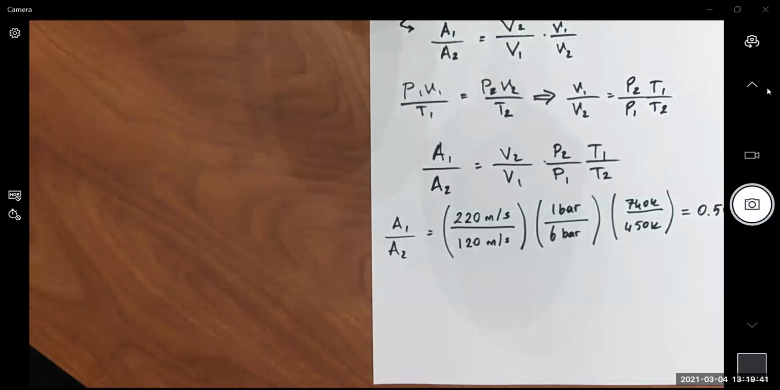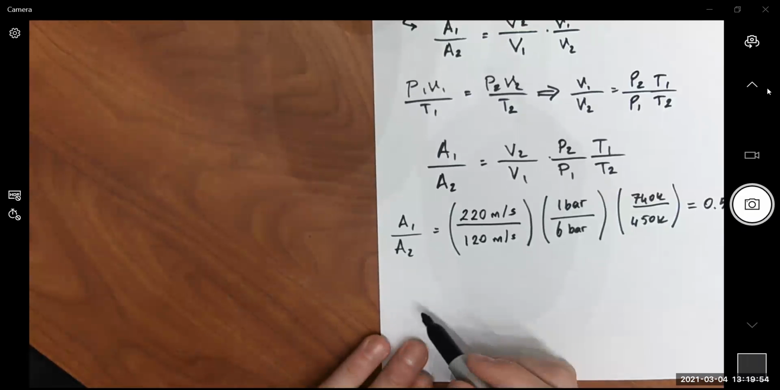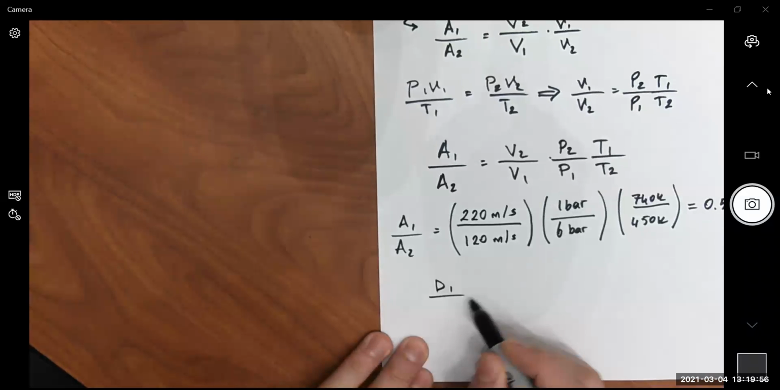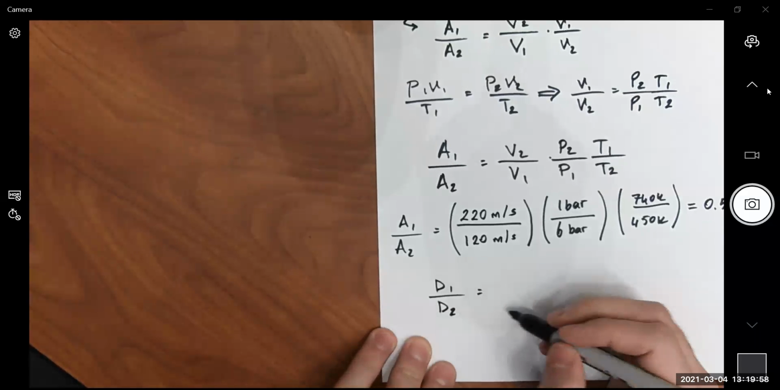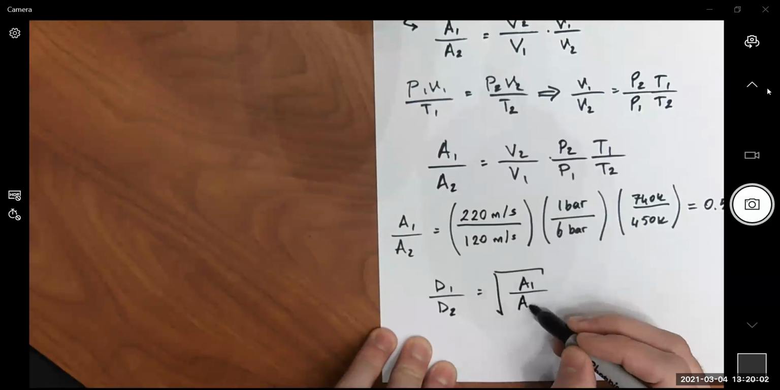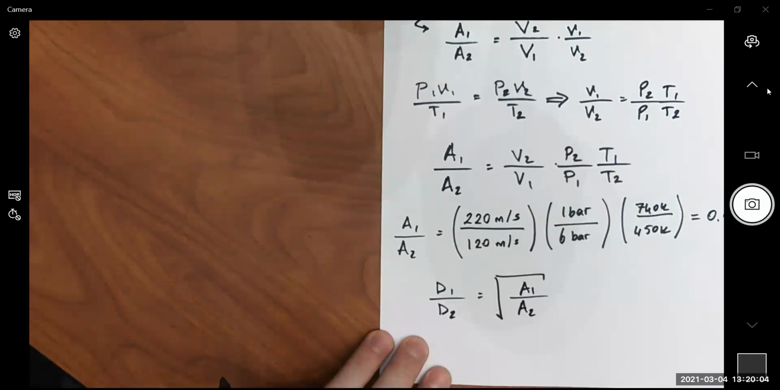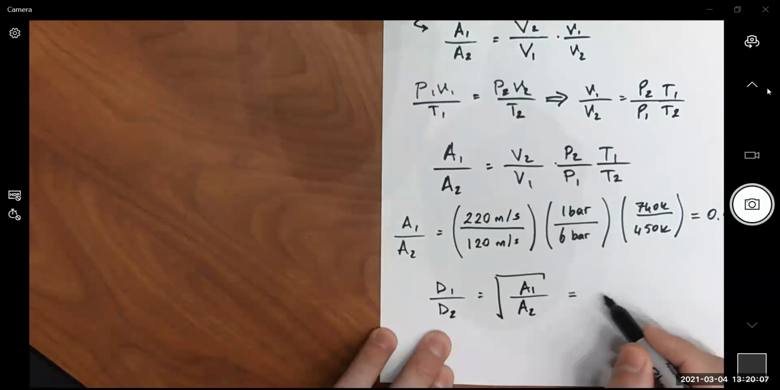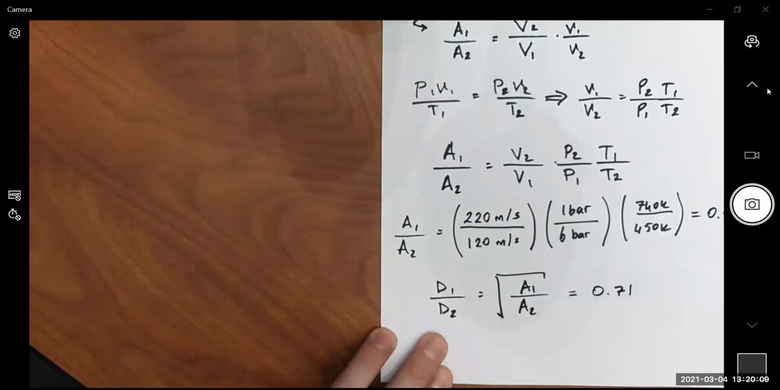But the problem is asking for the ratio of the inlet to the outlet pipe diameters. So I need to find the diameter ratio. D1 over D2 will be the square root of A1 over A2, equal to 0.71.